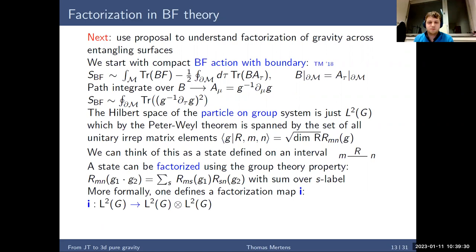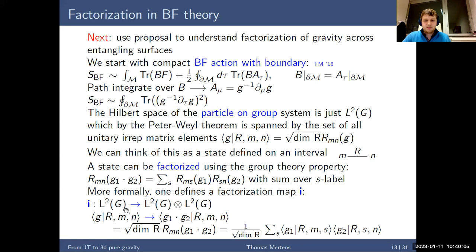Just using this defining property here, that the representation matrix of the product of the group elements is the product of the representation matrices, where there's a sum over this intermediate label that I call S here. And more formally, you can just use this property to define what you want to call a factorization map, something that allows one interval to split into two pieces, that I call I here, where we take one wave function and we map it to two wave functions, so two intervals. And it acts in this way.